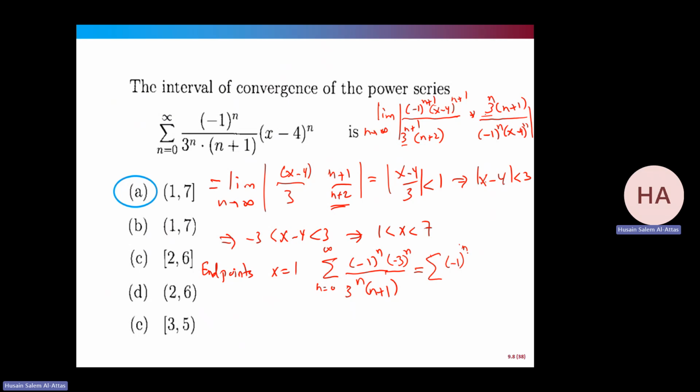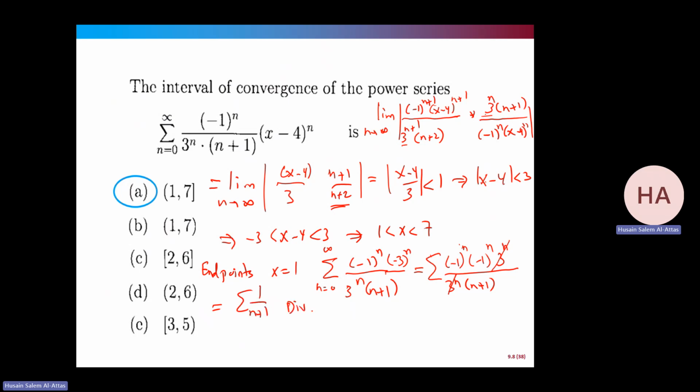That will be minus 1 to the power n, minus 1 to the power n, 3 to the power n, 3 to the power n. What is this? Over 3 to the power n, n plus 1. So this is cancelled. Minus 1 to the power 2n, which is 1. So I have the series 1 over n plus 1, which I know is divergent.